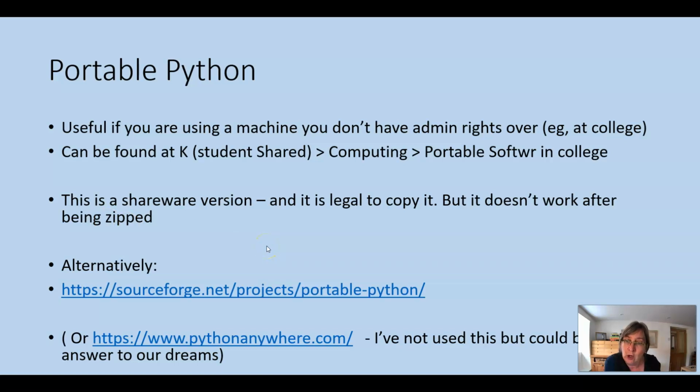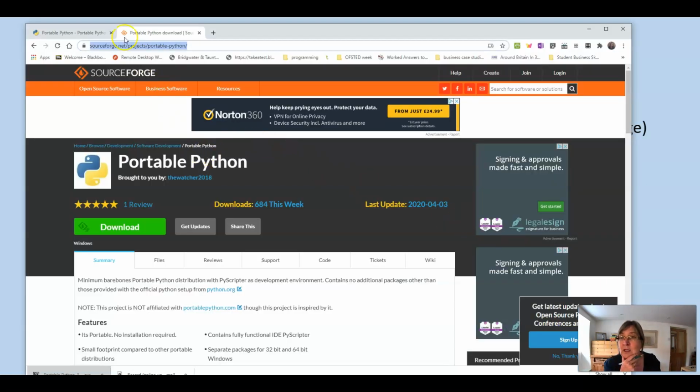Or if you're at home and you want to get it directly with the most recent version, you want to go onto the address there, sourceforge.net/projects/portable-python. That's here. And I did this a few minutes ago.